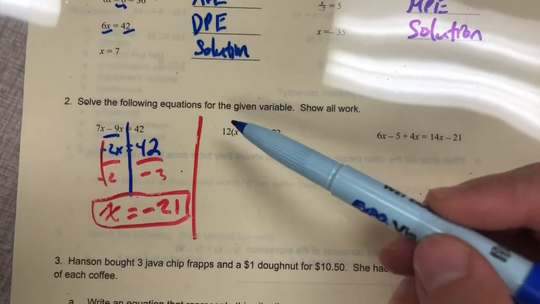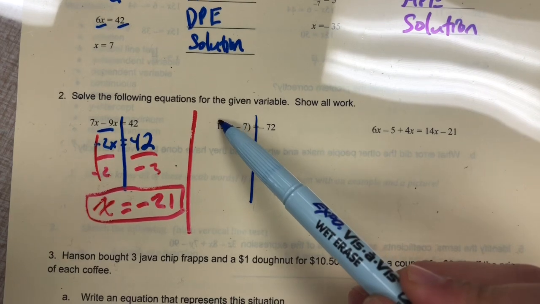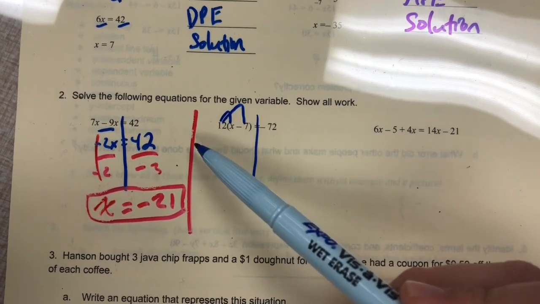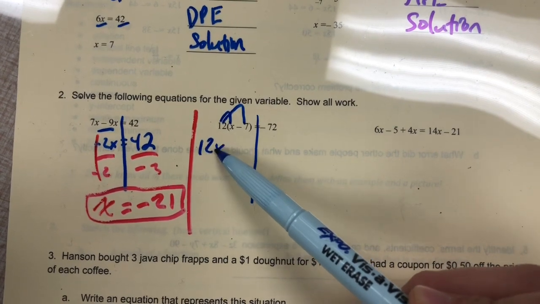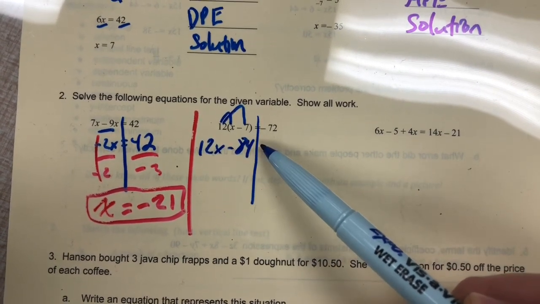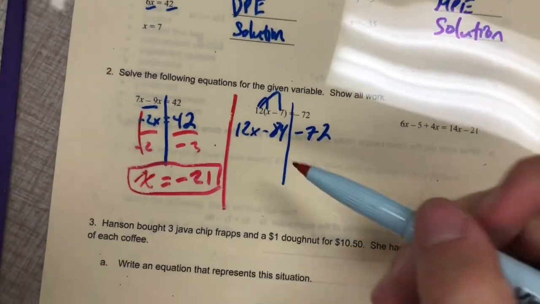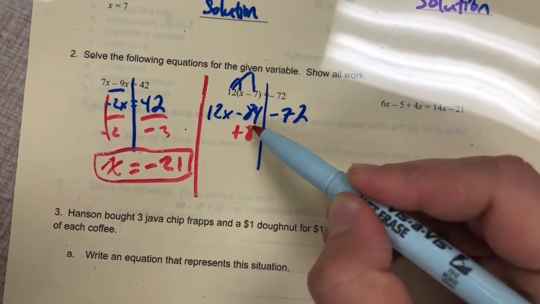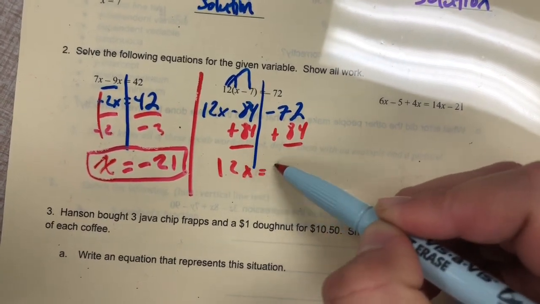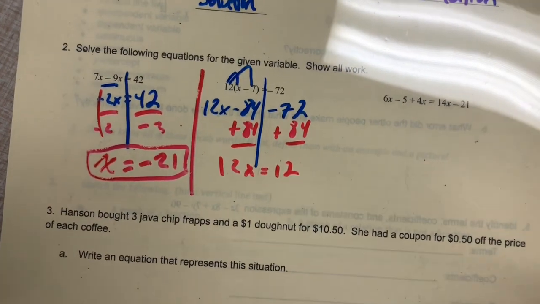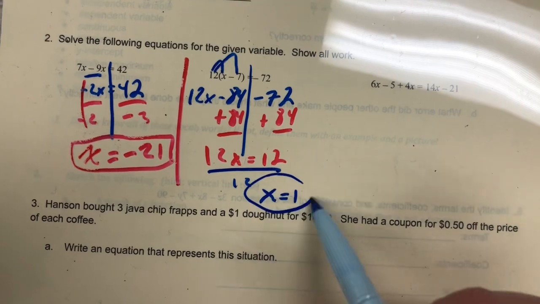So if we look at the next equation, I'll train track it to keep myself organized. I notice that I have a number outside of parentheses, and that tells me to distribute by multiplying the number on the outside. So I'm going to get 12x minus 84 equals -72. That's a two-step equation at this point. To solve it, I need to add 84 to both sides. That's going to give me 12x equals 12, positive 12, divide by 12 on both sides, get the x by itself, and x equals 1.